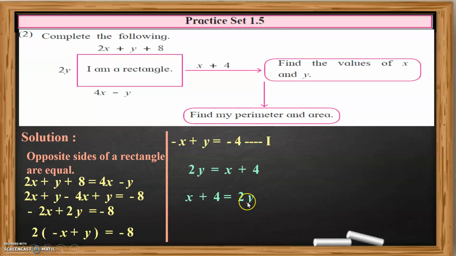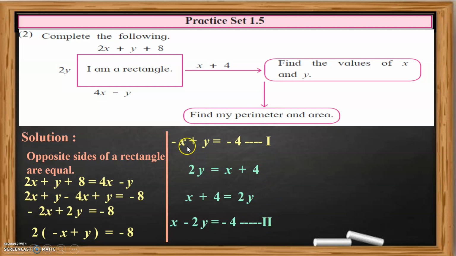So that you understand, now we will take the y terms on the left hand side and the constant term on the other side. So what we will get, x minus 2y is equal to minus 4. This is equation 2. Now these two equations, we will have to solve them simultaneously.